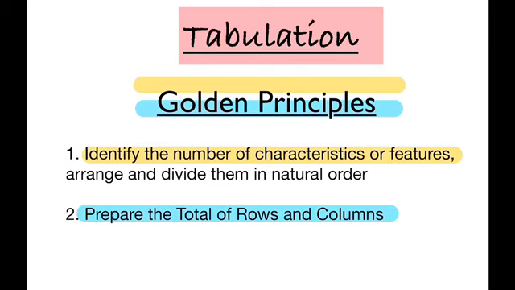And the second principle is to prepare the total of rows as well as columns. And this will do wonders. So these are the two principles which we need to follow in order to attain perfection in tabulation. Let us understand these principles through an example.